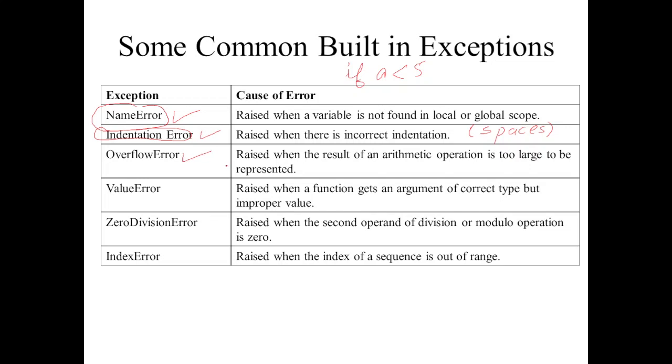Next is overflow error, when the result of an arithmetic operation is too large. Next is value error, when a function gets an argument of correct type but the value is improper. Zero division error, when we are going to divide anything by 0. Index error, when the index of a sequence is out of range. So these are some common built-in exceptions. However, there are so many exceptions which you can search on Python.